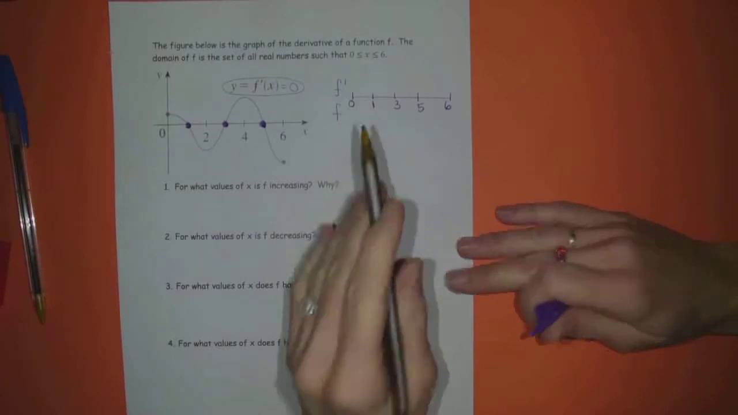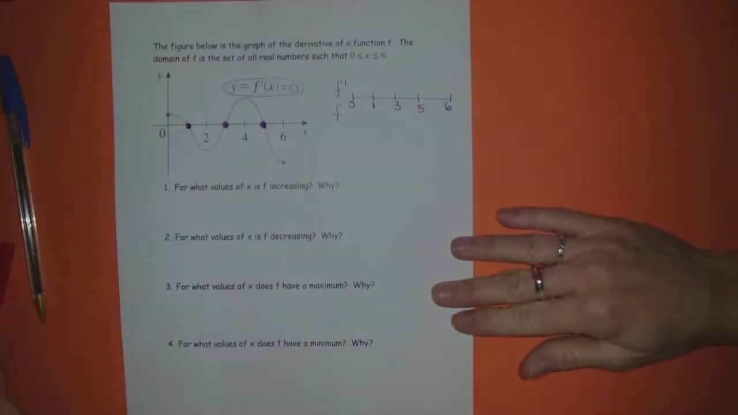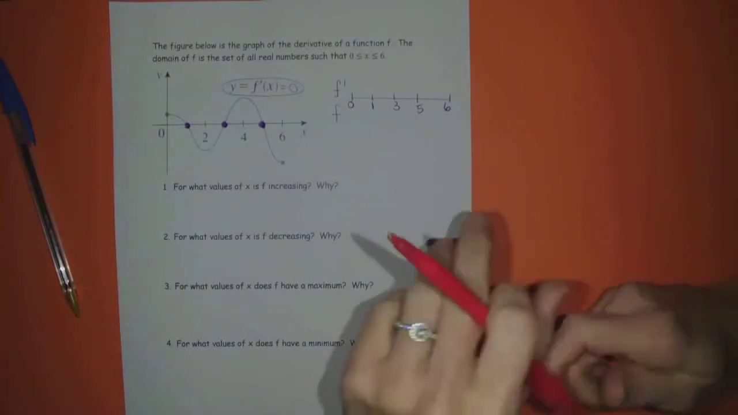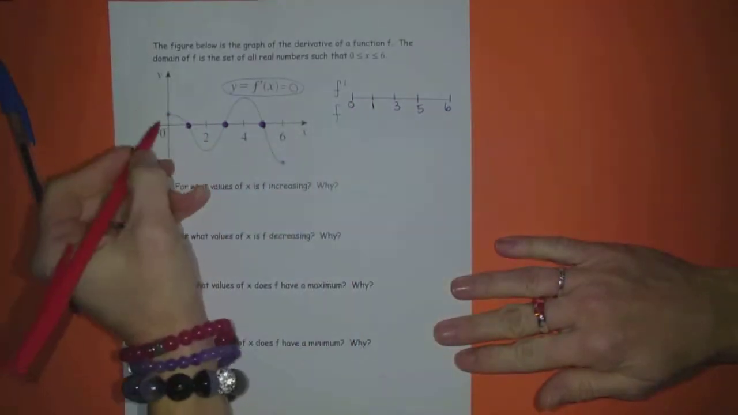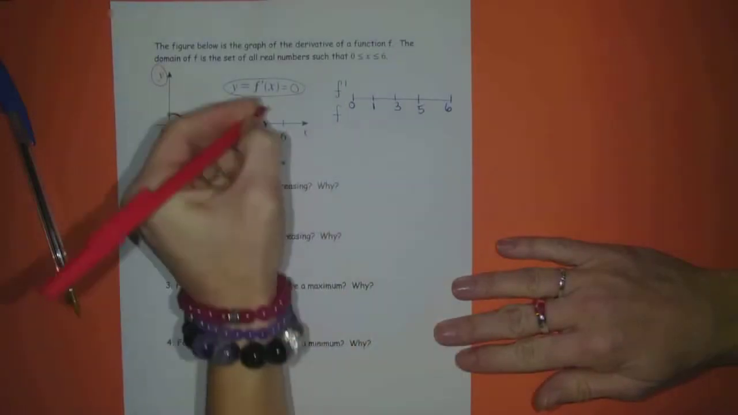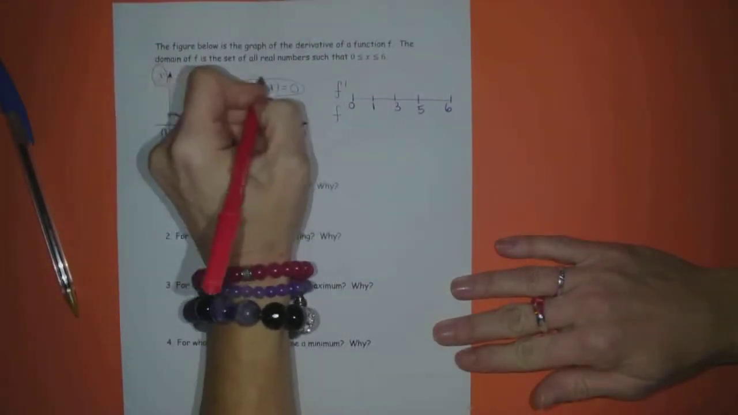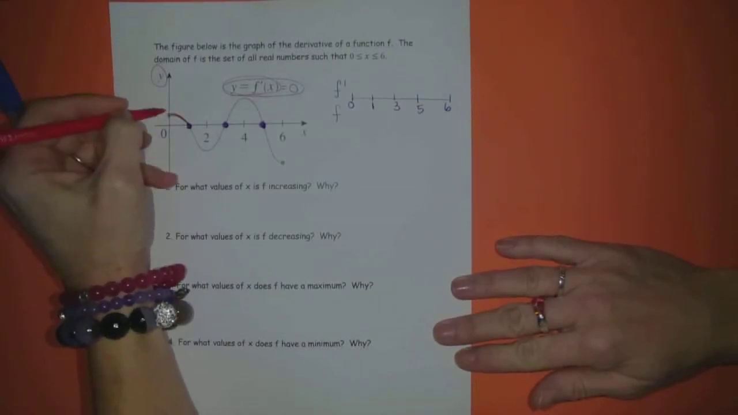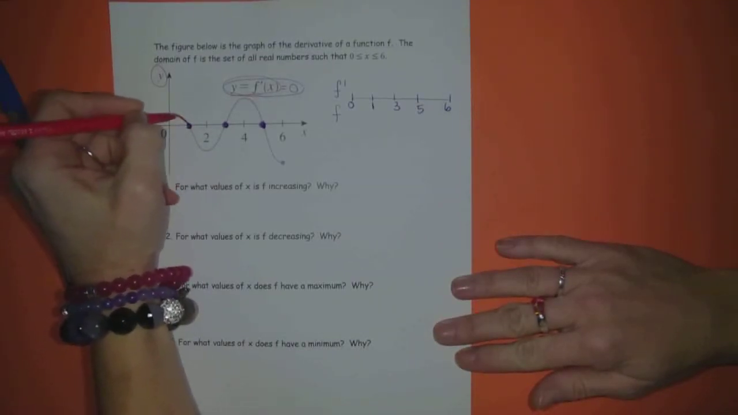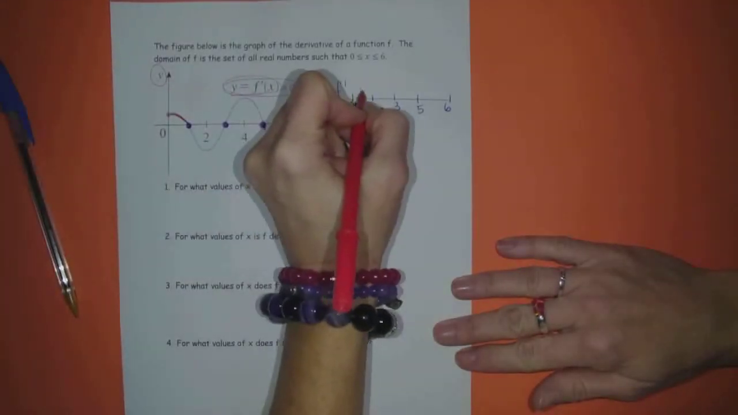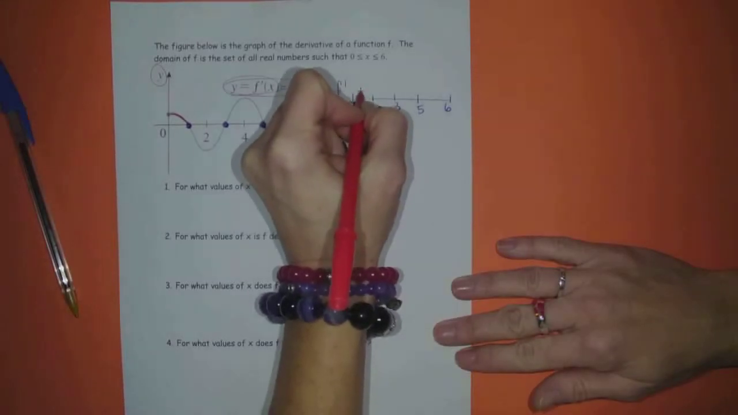Okay, now I'm going to analyze the signs of f prime in between these critical values. So let's look first between 0 and 1. If you look between 0 and 1, let me highlight that part of the graph. All of the y values, which are the f prime values, are positive. Okay, so we're not looking at slopes here. We're just looking at y values. The y values, which are the f prime values, are above the x-axis, so they are positive from 0 to 1.